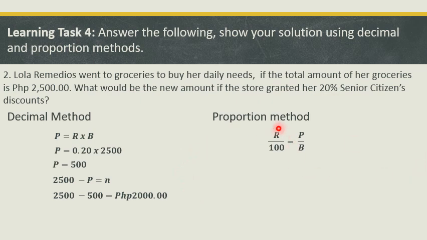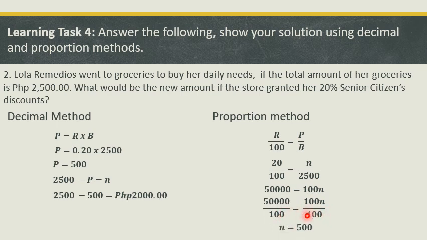Sa proportion method, ganun lang din. So, R natin is 20. Ang base natin is 2,500. Then, cross multiply. 20 times 2,500 is 50,000. 100 times n is 100n. Then, divide both sides by 100. So, ang answer natin dito is 500. Then, babalik ulit tayo dito. I-subtract natin yung 500, which is yung P natin, sa total na 2,500. So, yun pa rin magiging sagot: 2,000 pesos.